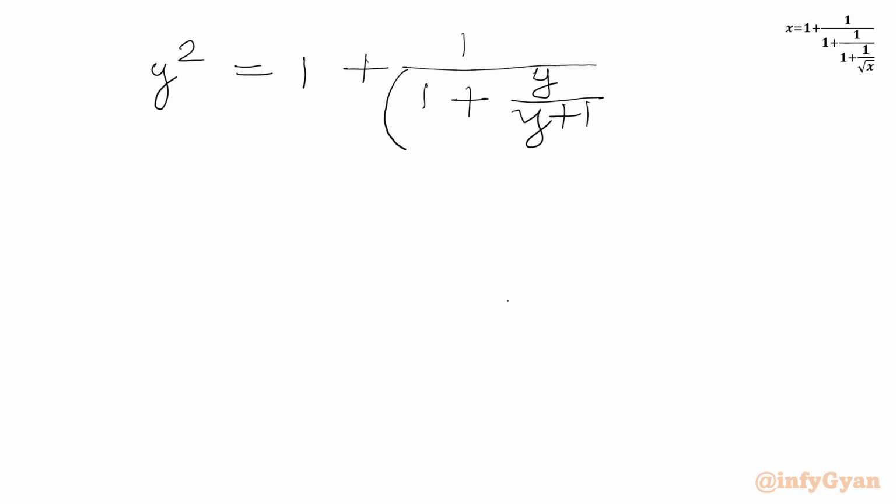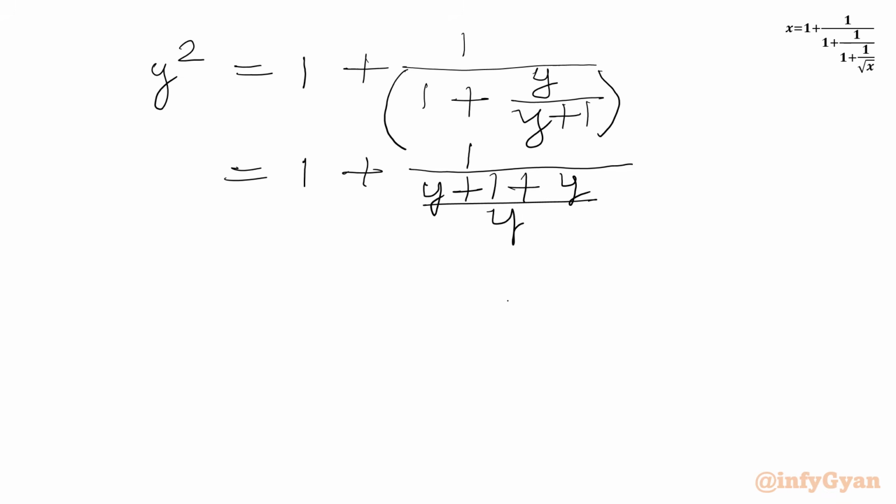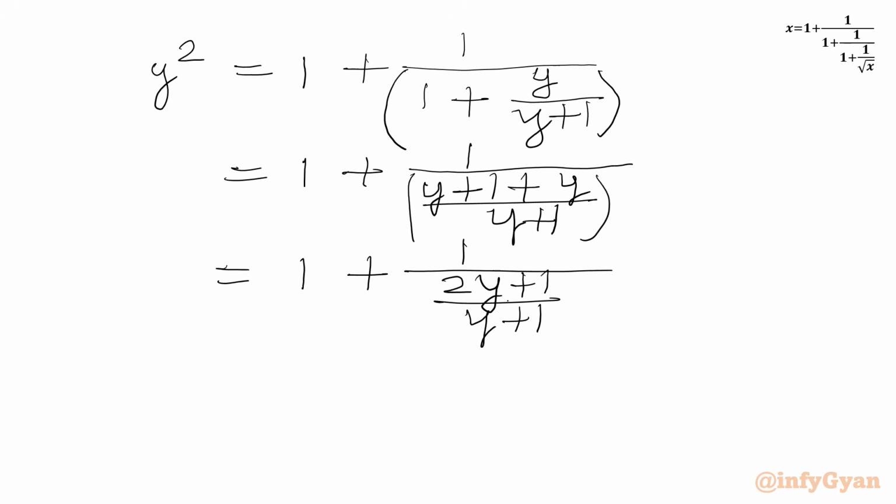Now we are going to simplify this denominator. We can write 1 plus 1 over y plus 1 plus y with denominator y plus 1. So y plus y is 2y. We write 1 plus 1 over 2y plus 1 over y plus 1. Now we have to take the reciprocal. We will write 1 plus y plus 1 over 2y plus 1.